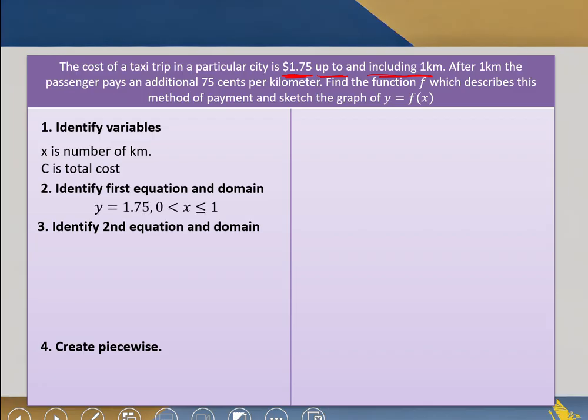y equals 1.75, the constant amount. I've said 0 not equal to, because even if you call a taxi, you're going to go some amount. So x is greater than 0 and less than or equal to 1. The next part says after 1 kilometre, the passenger pays an additional 75 cents per kilometre. So 75 cents per k, that's going to be our gradient for our second equation. The gradient is m, so that will be 0.75x, for the domain of x greater than 1.